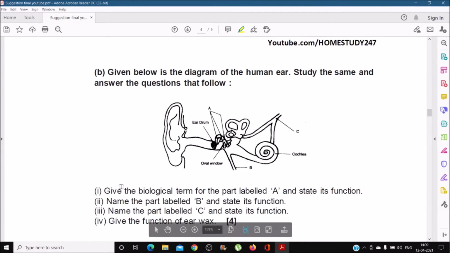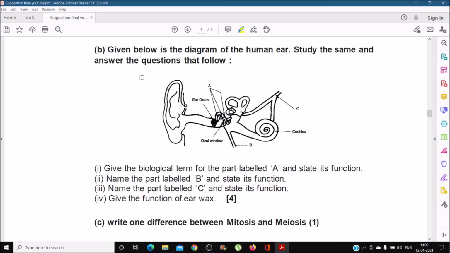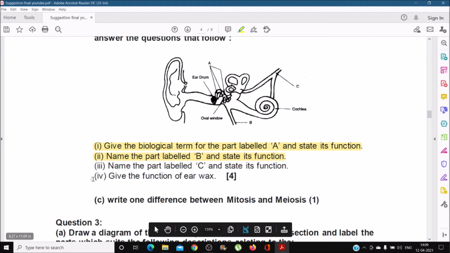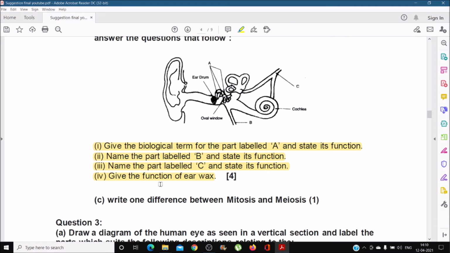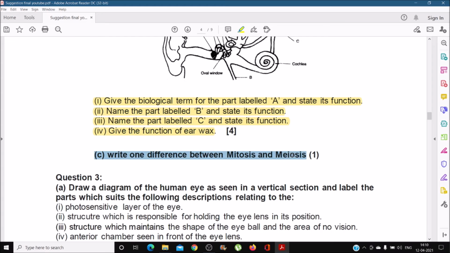Given below, again, is a diagram of the human ear. Study the same and answer the questions that follow. This is the diagram. Now, give the biological term for the part labeled A and state its function. Number 2, name the part labeled B and state its function. Number 3, name the part labeled C and state its function. Number 4, give the function of earwax. Write one difference between mitosis and meiosis.